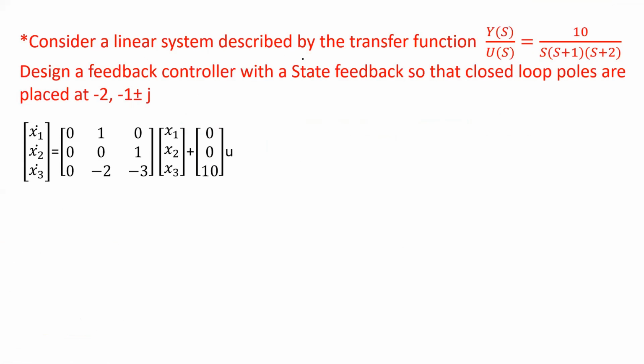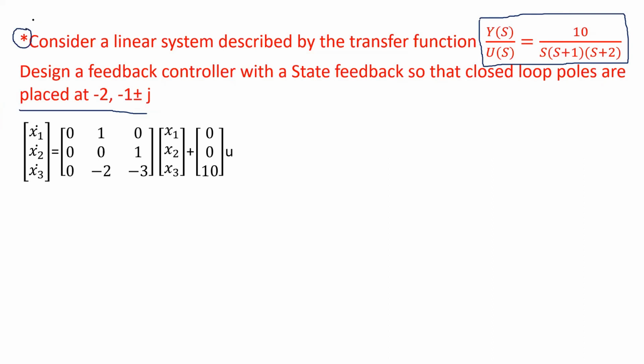So here is a system with the transfer function Y(s)/U(s) equal to 10 divided by s into (s plus 1) into (s plus 2). This is the given transfer function. Design a feedback controller with state feedback so that the closed loop poles are placed at -2, -1 plus or minus j. Here I have mentioned a star mark.